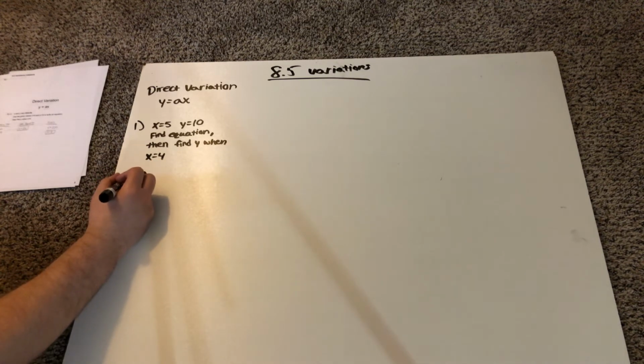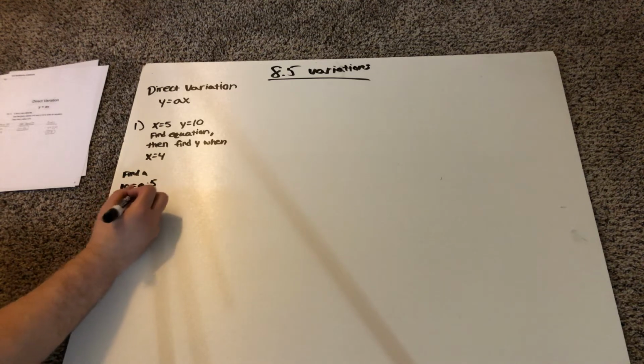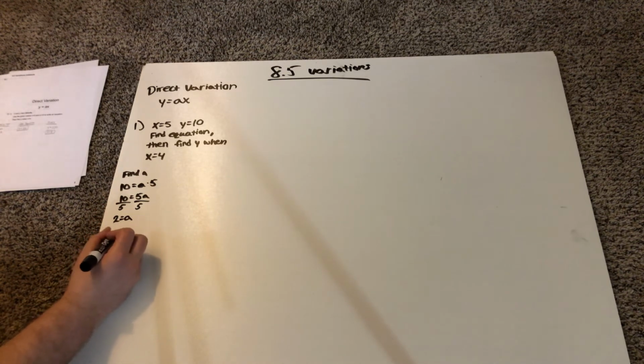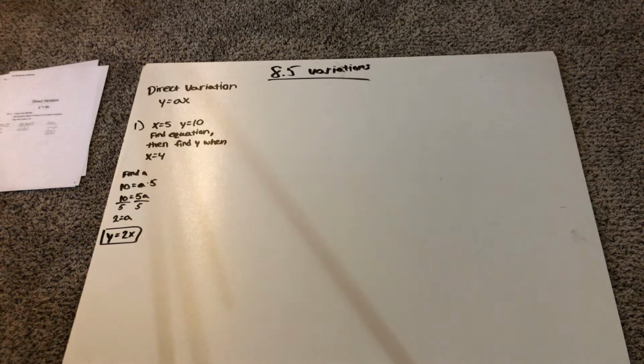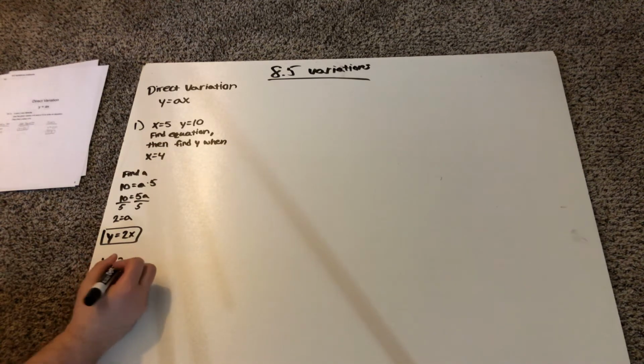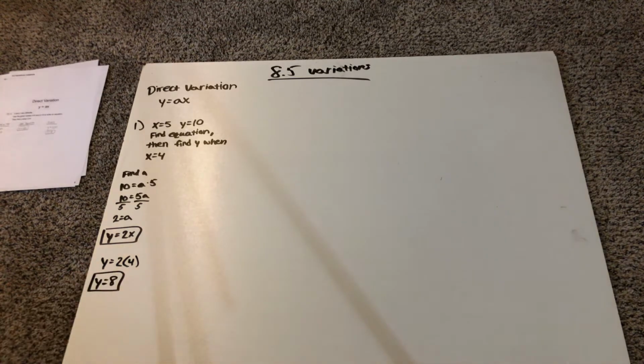We have y equals ax, so I'm going to plug these two numbers in. 10 equals a times 5, so 10 is equal to 5a. If I divide both sides by 5, I get 2 is equal to a. So my equation is y equals 2x. That's the first thing we did. We also need to find y when x is equal to 4. So y equals 2 times 4. So y is equal to 8. That's all there is for direct variation.